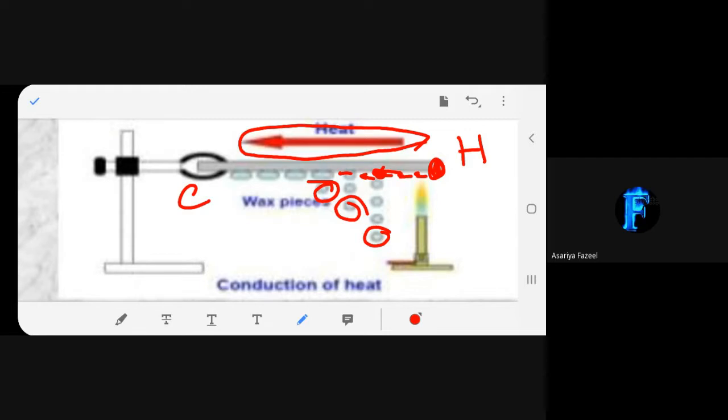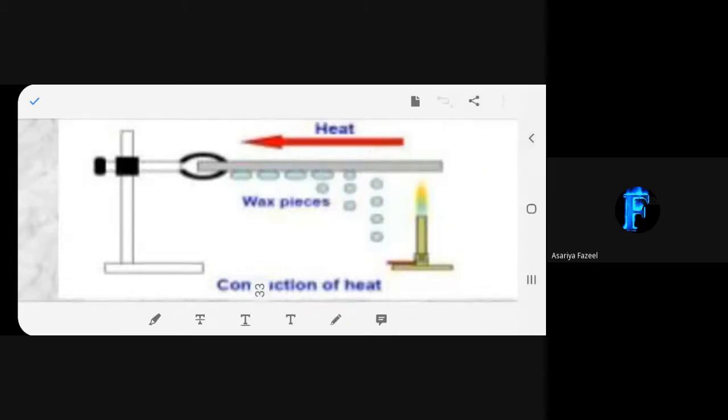Yes? Can anyone explain to me? My lecture is over. Okay, fine. But have you understood this activity, beta, regarding the conduction of heat? All of you? Yes.